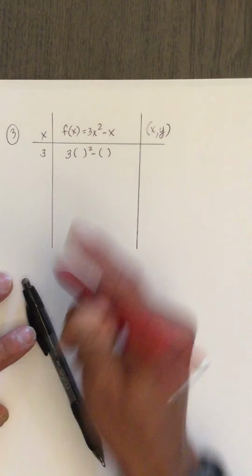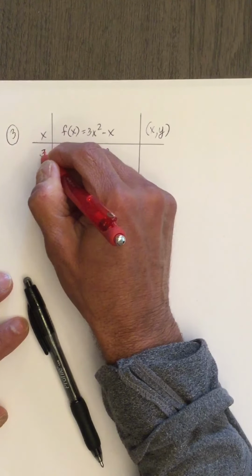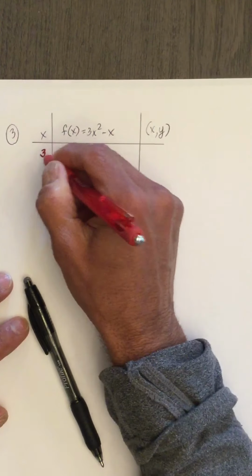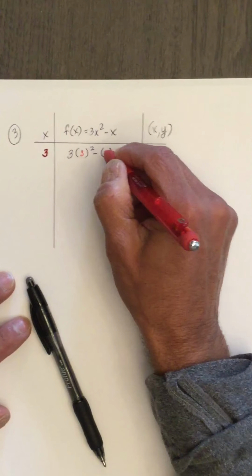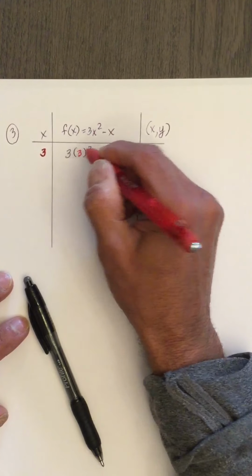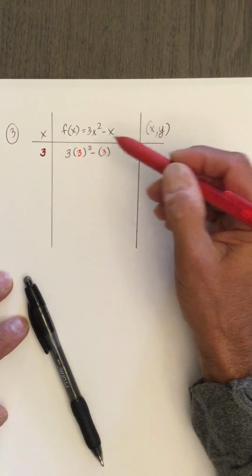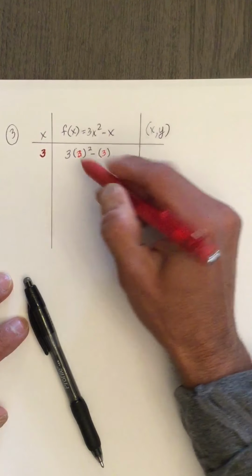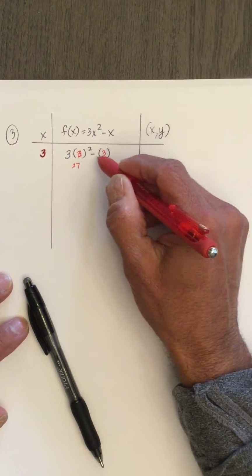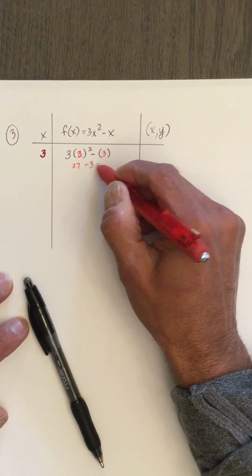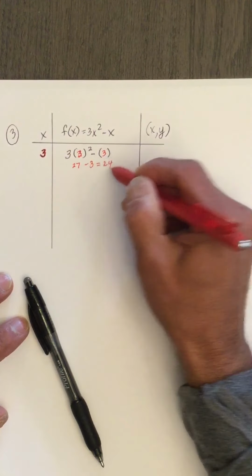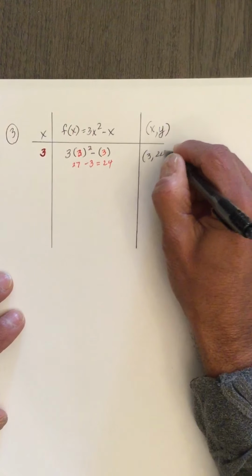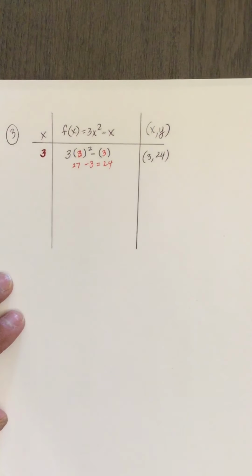We're going to take that 3 and put it right in here. So, PEMDAS, 3 squared, 9. 9 times 3, 27. Minus 3. What's 27 minus 3? 24, right? So when we put a 3 in, we got a 24 out, right?